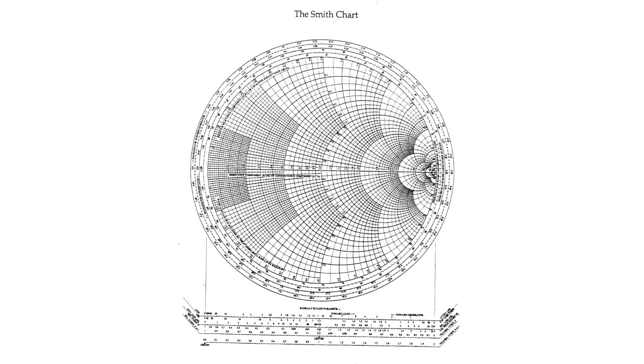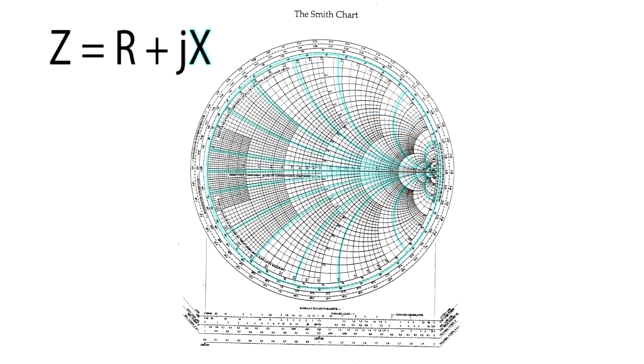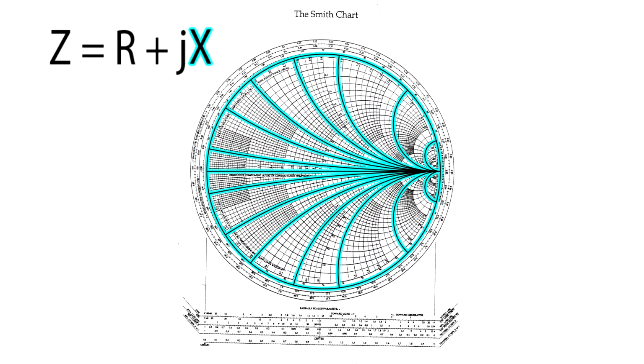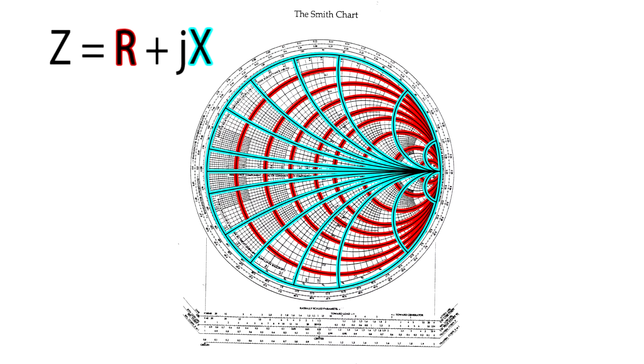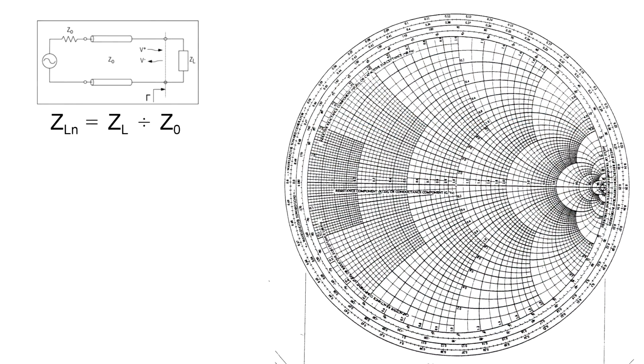The Smith chart is round in shape and is composed of circles of constant resistance, seen here in red, and arcs of constant reactance, seen here in blue. When put together, you are able to plot impedances on the Smith chart. Let's try it out. Using our circuit from before, we have the characteristic impedance Z0 and the load impedance ZL.